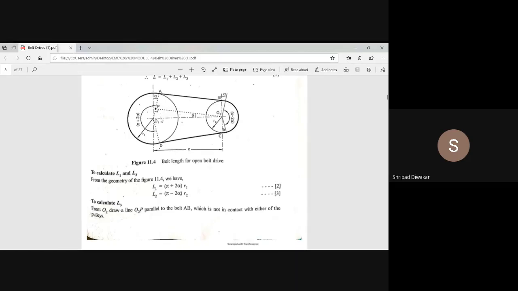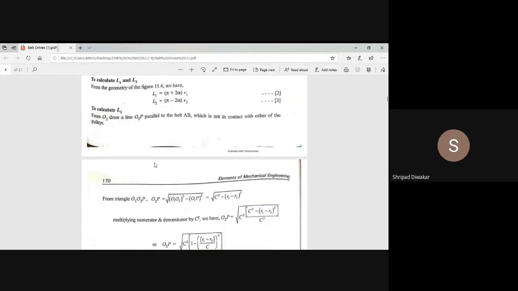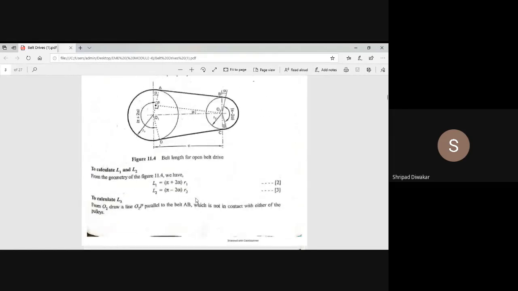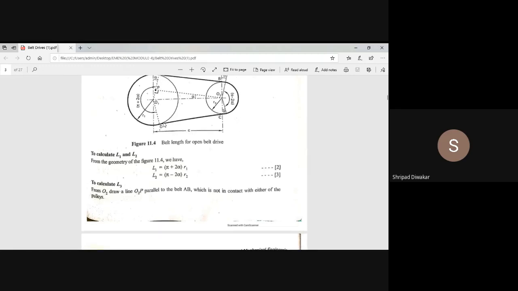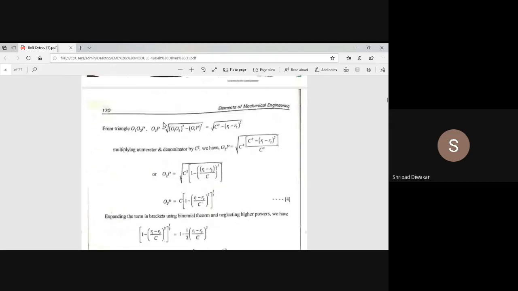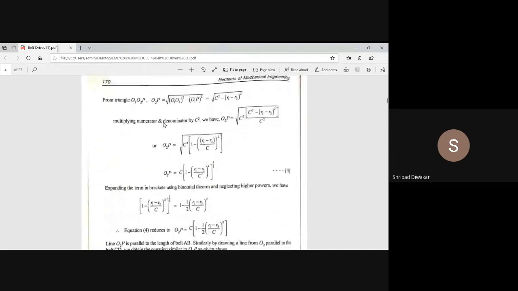So in this equation, first we are applying the Pythagoras theorem. O2P equals the square root of O1O2 square minus O1P square. As I said, O1O2 is C square, and O1P is R1 minus AP, which is R2. So the O1P distance is R1 minus R2. Just write the equation. First you have to understand this equation.